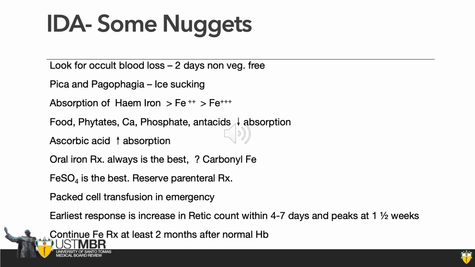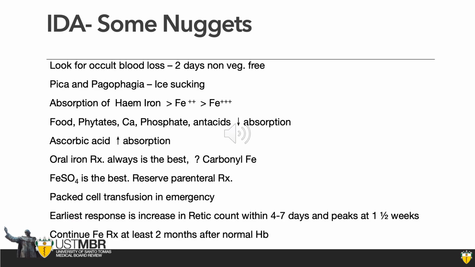Okay, the absorption of heme iron is higher in the ferrous than in the ferric state. Absorption of iron can be decreased by the presence of food in the stomach, phytates, calcium, phosphates, and antacids, while absorption is increased in the presence of ascorbic acid.